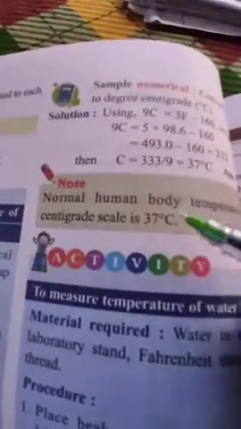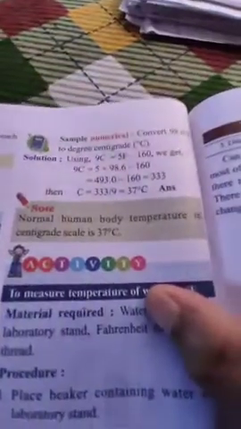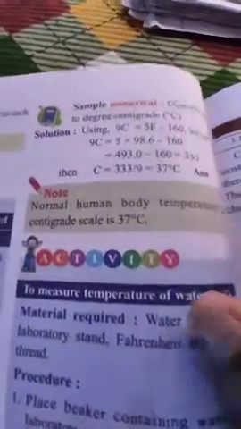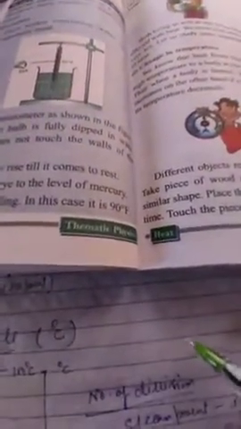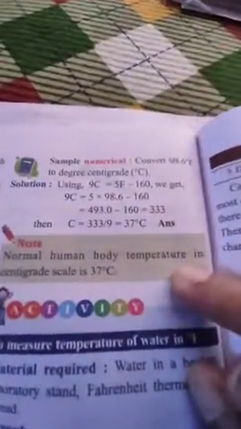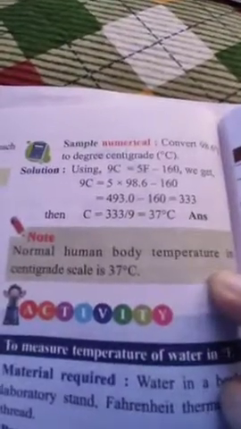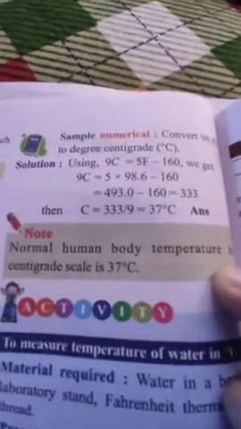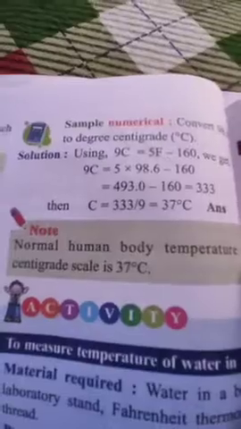One more thing, normal human body temperature in centigrade scale is 37 degree. You can write here 37 degree. This point is important. Normal human body temperature in centigrade scale is 37 degree Celsius. So that's all for today.